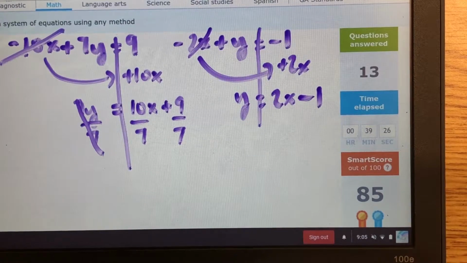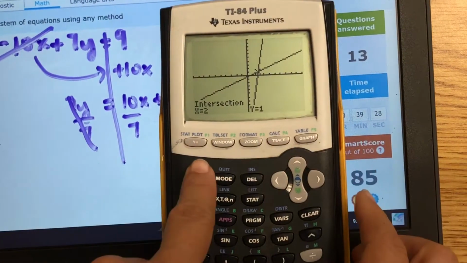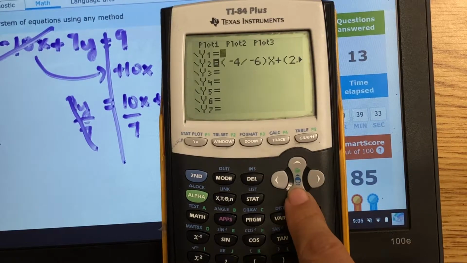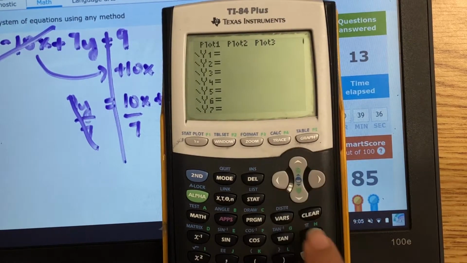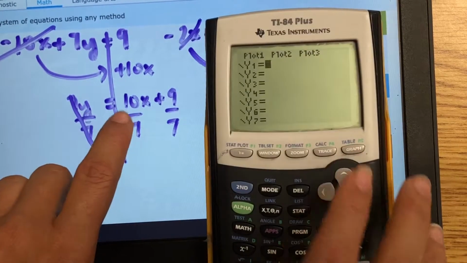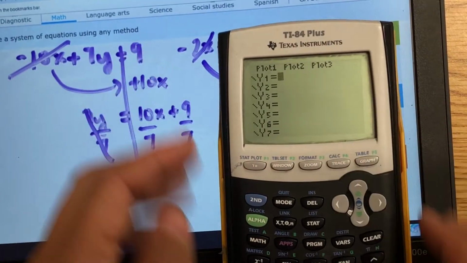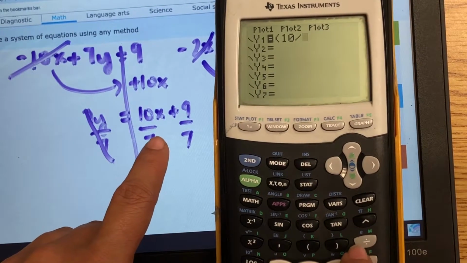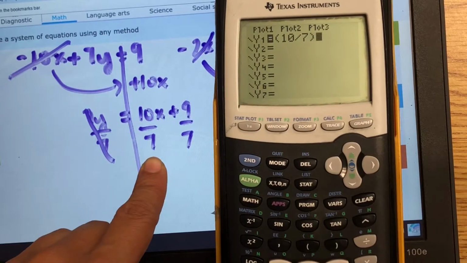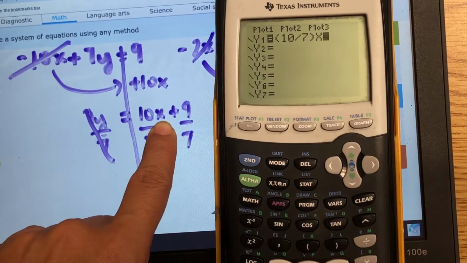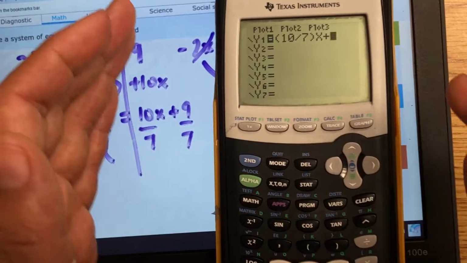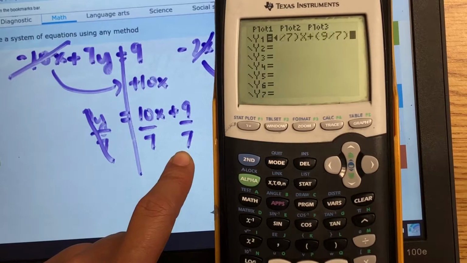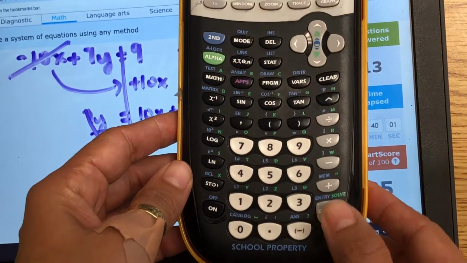So you're going to take your calculator. You're going to hit y equals on the top left. And if there's already things there, you're going to press clear to clear it. Press the down arrow, then clear again. Then you're going to punch it in. So y equals fraction. Anytime you have a fraction, you're going to put parentheses around it. So parentheses, my fraction, which is 10 divided by 7, close my parentheses. Then I have an x, plus, and then another parentheses, because I have a fraction, 9 divided by 7. Close my parentheses, and then press enter.